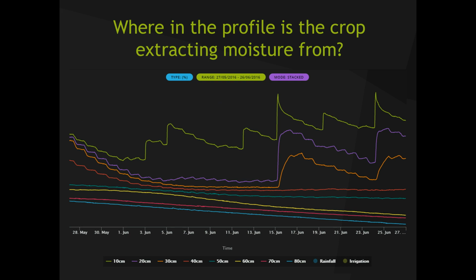In this example, we're looking at data from a tree crop. On the left, we can see the crop is using moisture from the top 40 centimetres of the profile, where the active root system is.